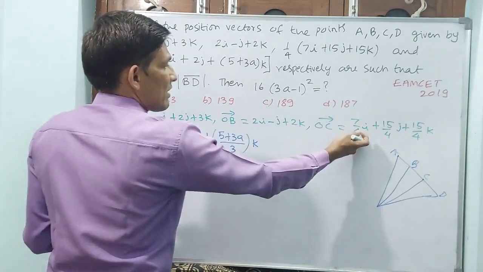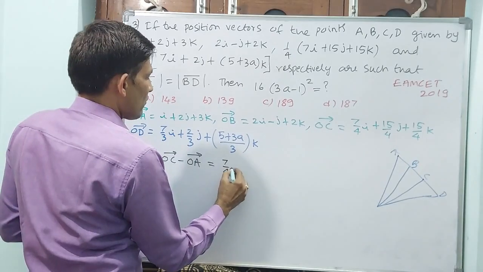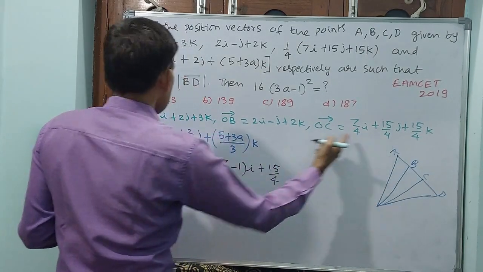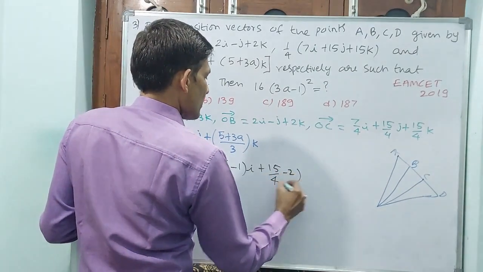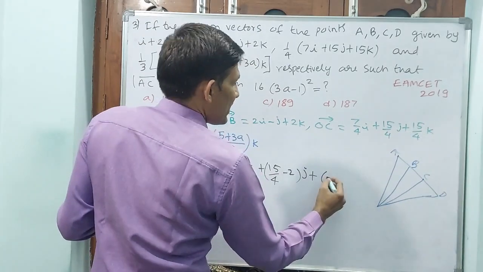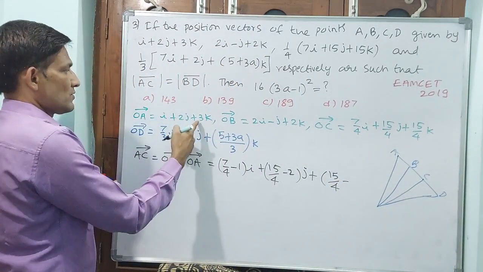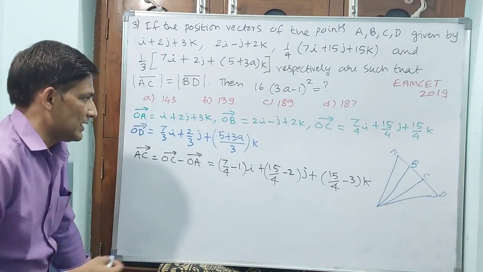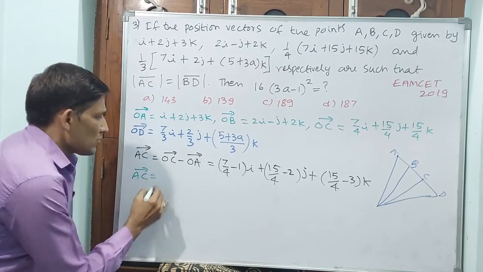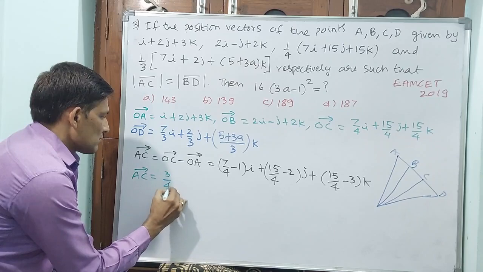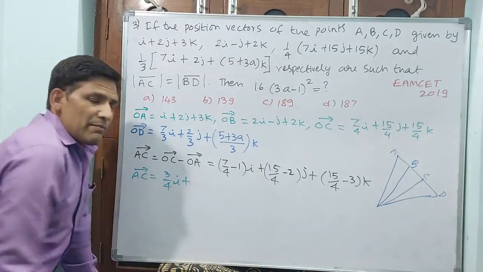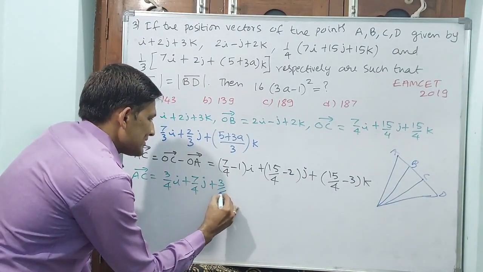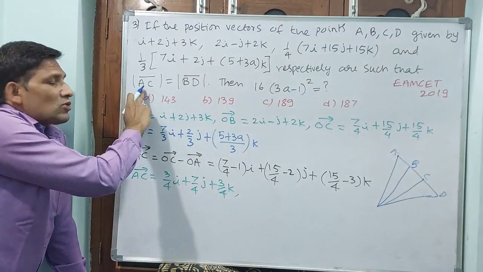That is equal to 7 by 4 minus 1 i, 15 by 4 minus 2 j, plus 15 by 4 again minus 3 k. First you solve this, because AC you have to find, and AC modulus also you have to find finally. Once again I am writing, AC is equal to 7 minus 4, 3 by 4 i, plus 15 minus 8, 7 by 4 j, plus 15 minus 12, 3 by 4 k. This is AC. But modulus of AC, write down.